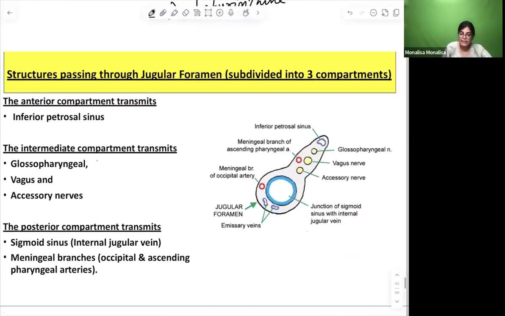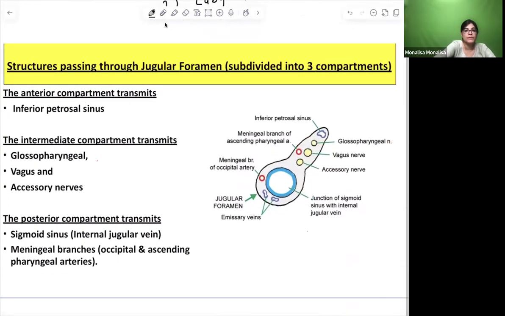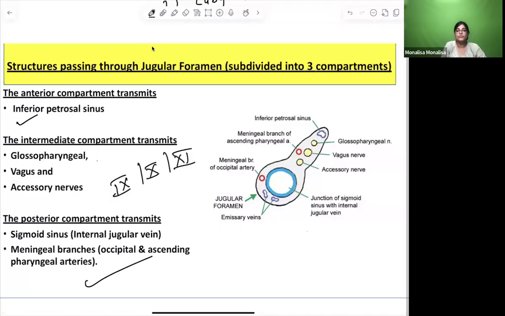Now, structures passing through jugular foramen. If I am talking about jugular foramen, it is again divided into three parts. Inferior petrosal sinus, 9th, 10th and 11th cranial nerves pass through the middle part, and through the lower or posterior aspect, the sigmoid sinus joining with the internal jugular vein passes.